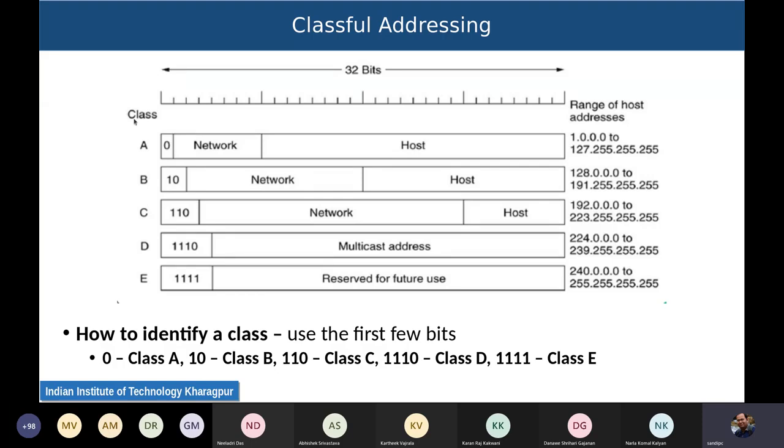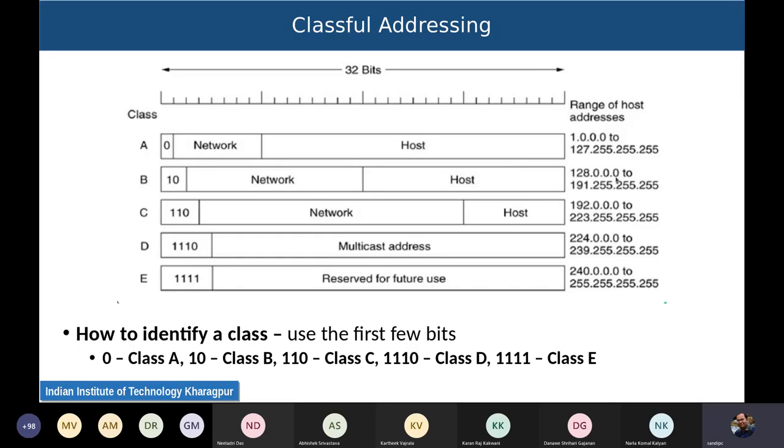So the range of host addresses can be 0.0.0.0 to 127.255.255.255. So that can be the range of host addresses in case of class A. In case of class B, similarly the first 2 bits are 1, 0. That means the remaining bits, if I consider them as 0, it becomes 128.0.0.0. If I consider all bits as 1, it is 191.255.255.255.